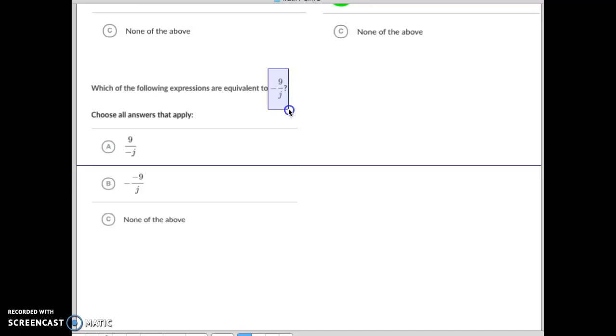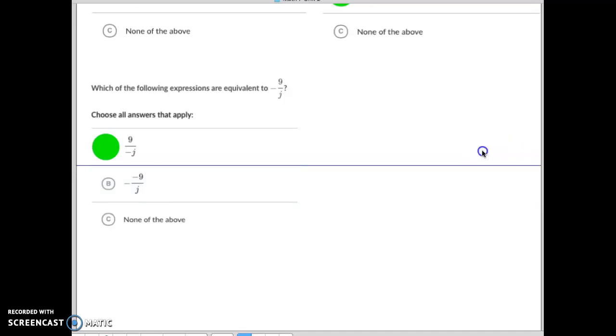How many negatives here? One negative. So if there's one negative, that would create a negative answer. Let's see, how many negatives here? There's one negative. That would create a negative answer. So that works. How many negatives here? Two negatives. That would create a positive answer. So that doesn't work. And we're done.